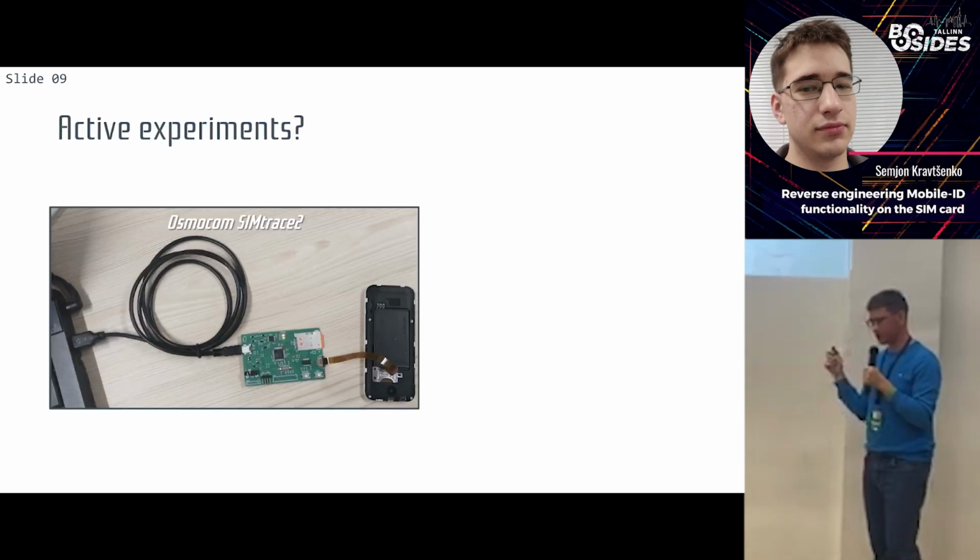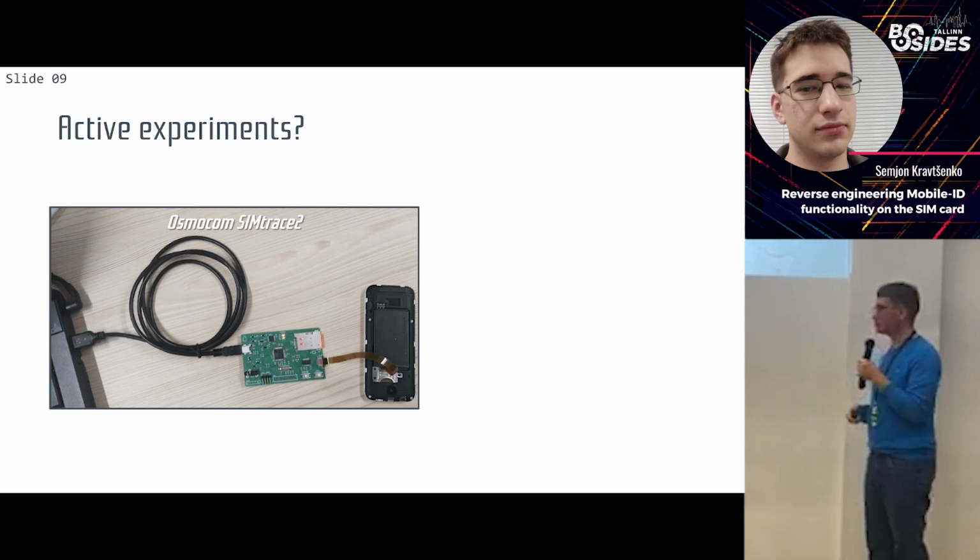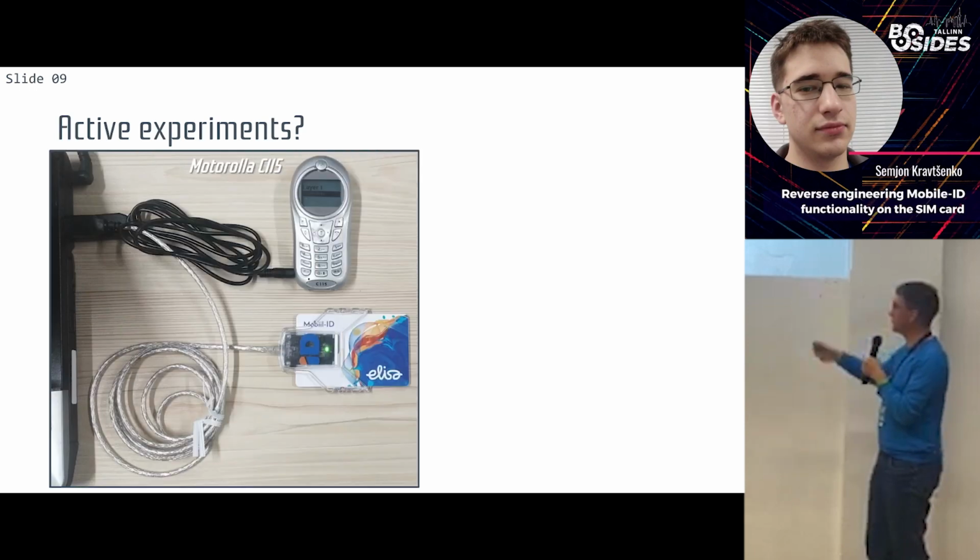So the setup I mentioned before with the SIM trace device, it's great for sniffing data. However, it would be really cool for performing the experiments and to see more about Mobile-ID, if I could actually tamper with the data and change it, so change the SMS that goes into the SIM card and change the SMS that will be sent to the OTA server. So there is a new setup for it.